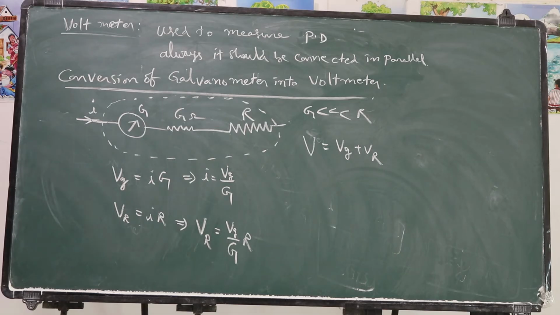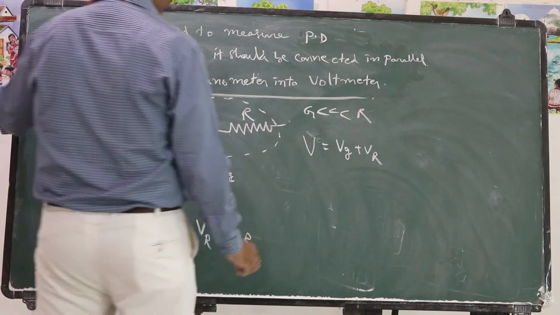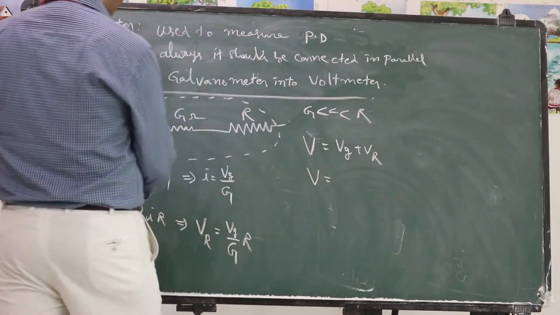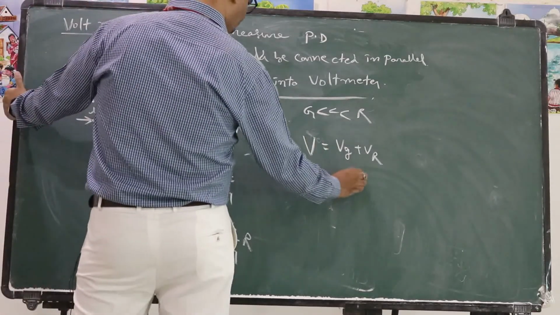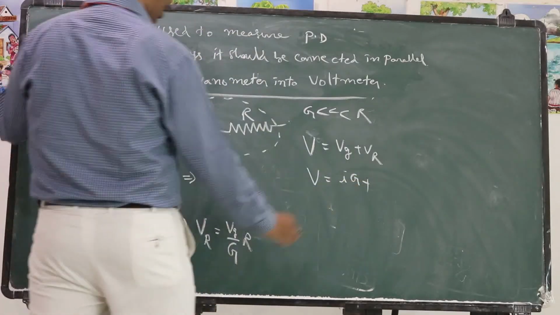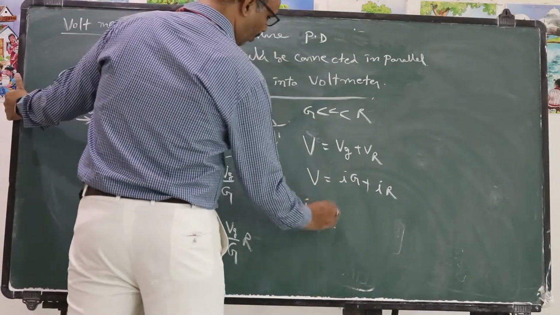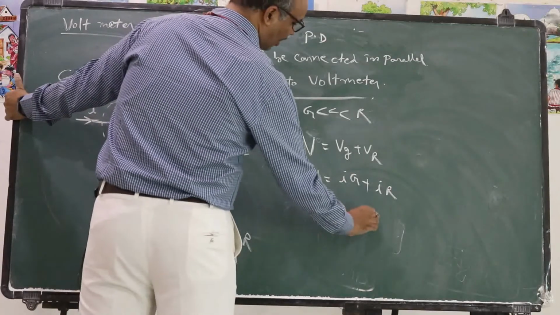Now, we need R value. So, how to find R value? I is equal to, in the place of Vg, I can write Ig G. In the place of Vr, I can write IR. Then IR is equal to V minus Ig G.